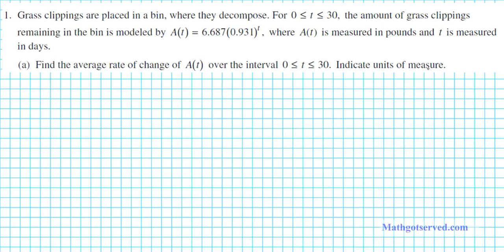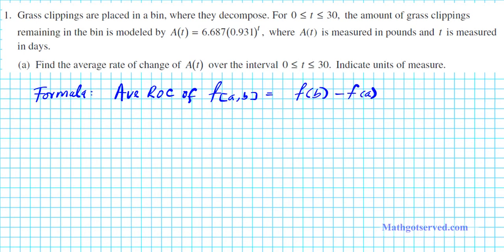Indicate units of measure. Okay, so let's write down what the formula is first. The average rate of change of a function f on an interval [a, b] is (f(b) − f(a)) divided by (b − a). It's basically the slope of the secant line. That's what the average rate of change is.